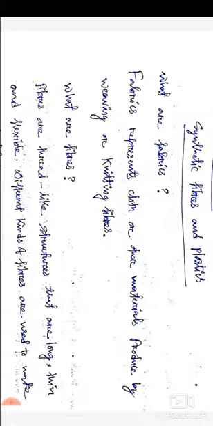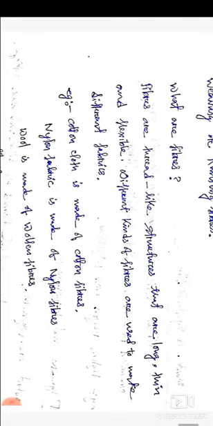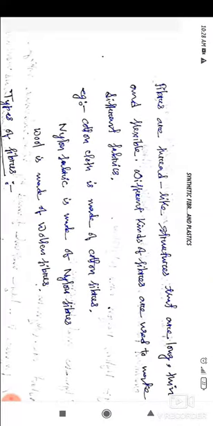For example, fabrics represent the different types of clothes we wear, and the window curtains or door curtains, the blankets, bed sheets, mosquito nets, raincoats, robes, etc. Fabrics are the most commonly used items in our daily life. Now, what are these fabrics made of? These fabrics are made of fibers. So now, what are fibers?